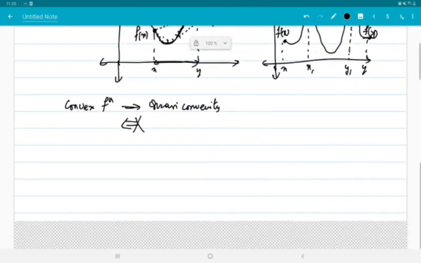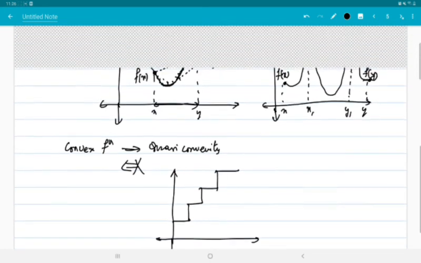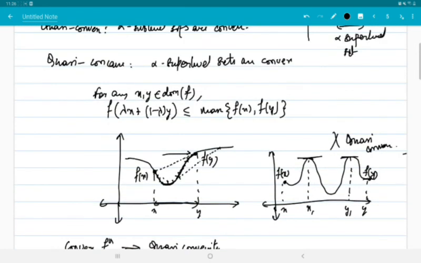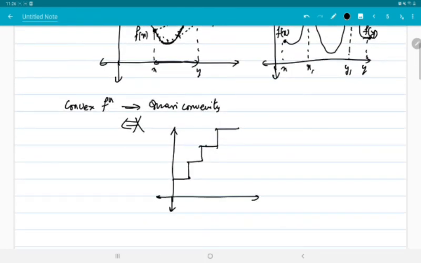Another classical example is the ceiling function. It looks like this. By the definition, or even by this inequality, we can see that the inequality holds here, because whatever two values we take, the values which are lying in between do not cross the maximum value among the two.